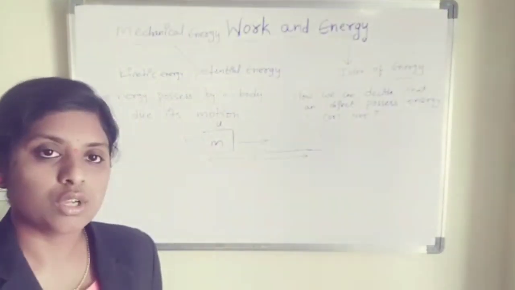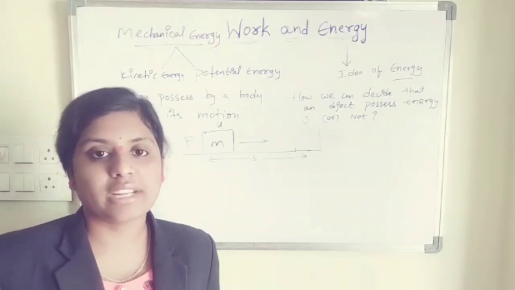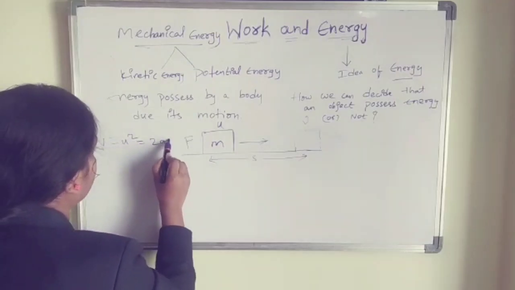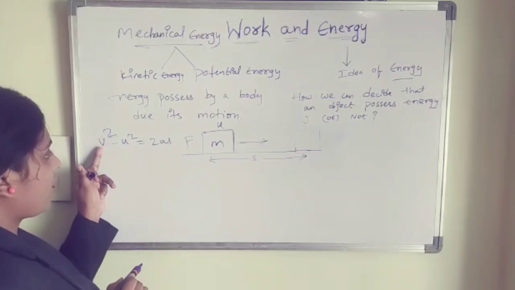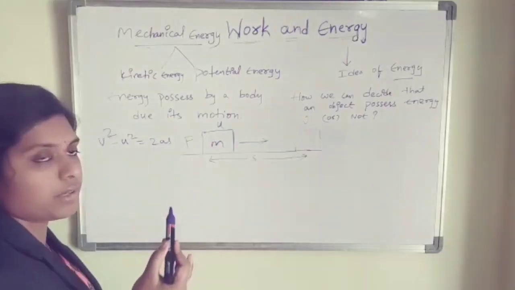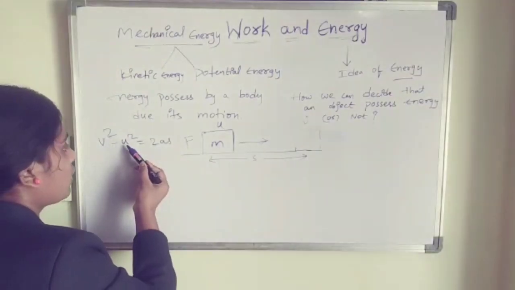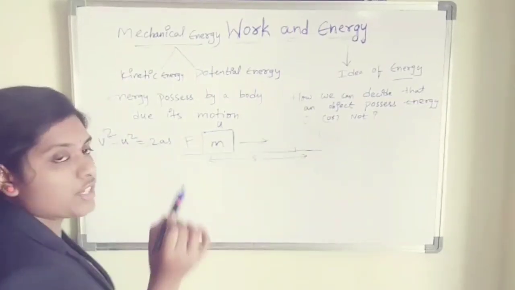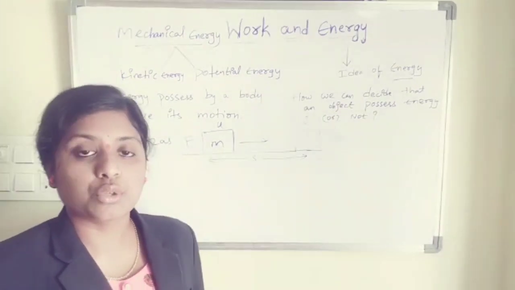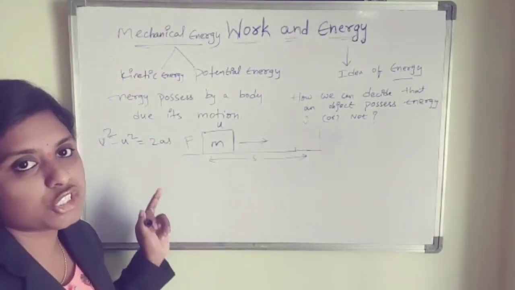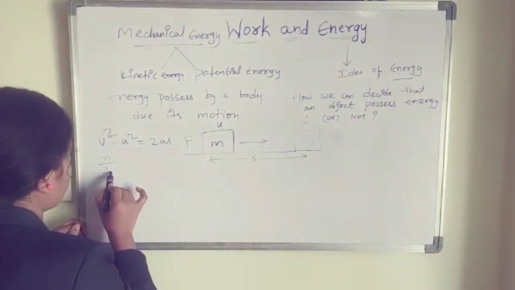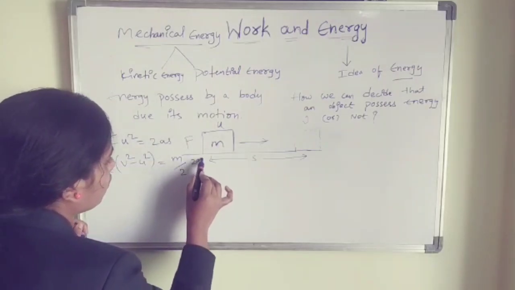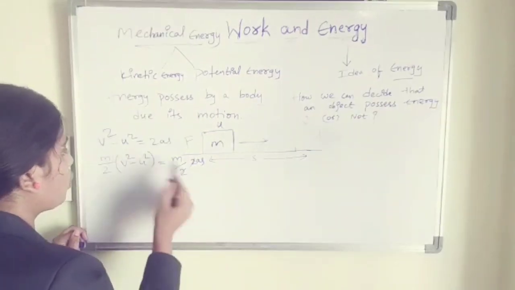This is our assumption. So, from the kinematic equation, v² − u² = 2as, where v is the final velocity, u the initial velocity, a the acceleration, and s the displacement. Multiply both sides of the equation by m/2, which does not change the equation. Here the 2 gets cancelled, and m/2 goes inside.